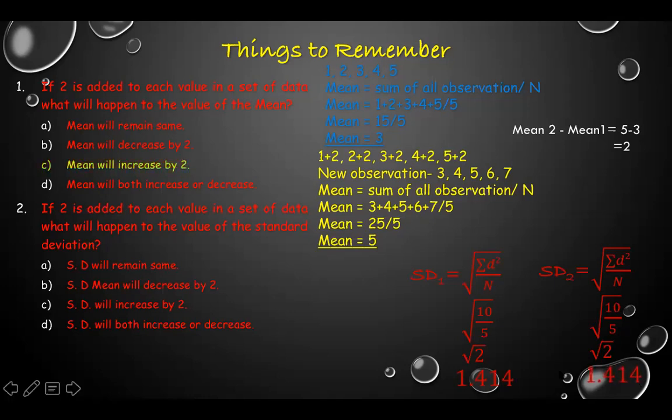What you will realize here is that both standard deviations are the same. That means if we add 2 to each observation, the standard deviation remains unchanged. It does not affect the standard deviation. So here the answer is the standard deviation will remain unchanged.